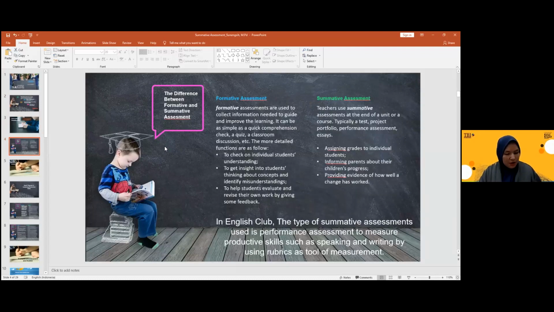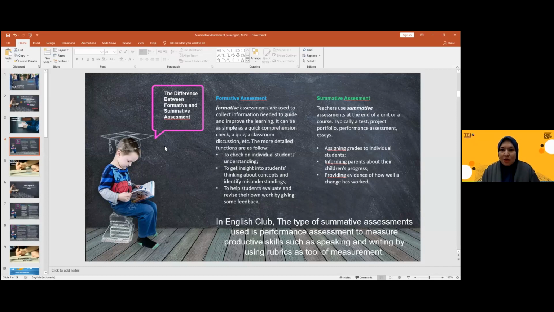Interesting to hear the explanation from Ms. Tamara about formative assessment. Formative assessment uses feedback to revise the students' work so they can develop their skills, based on the purpose provided by the curriculum or designed by you. So what is formative assessment? Formative assessment is to form skills, by collecting information needed to guide and improve learning.